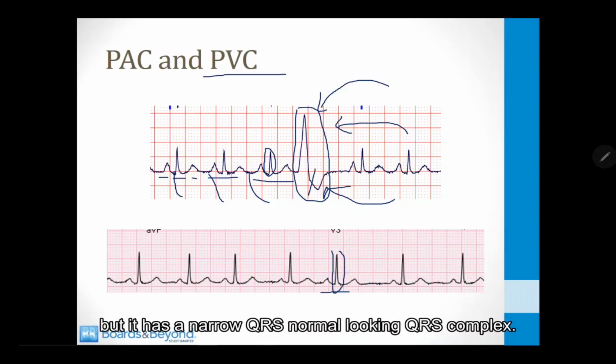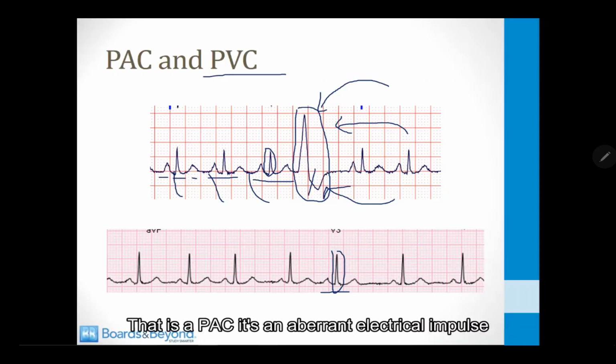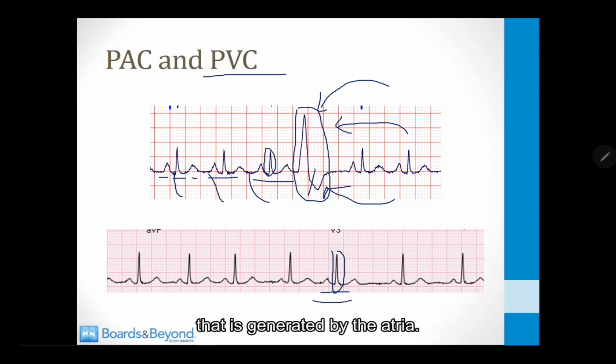but it has a narrow, normal looking QRS complex. That is a PAC. It's an aberrant electrical impulse that is generated by the atria, and for that reason it uses the AV node and the bundle branches, and it has a normal looking QRS complex, but it's still early and therefore it's a premature atrial contraction.